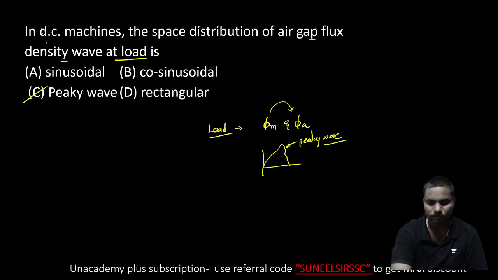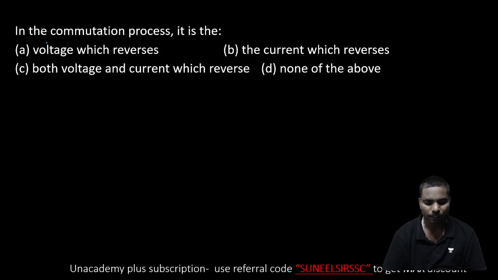Coming to the next question, guys. In the commutation process, it is a dash. What is commutation? It is nothing but the reversal of the current, which is called commutation. So the answer is option B.